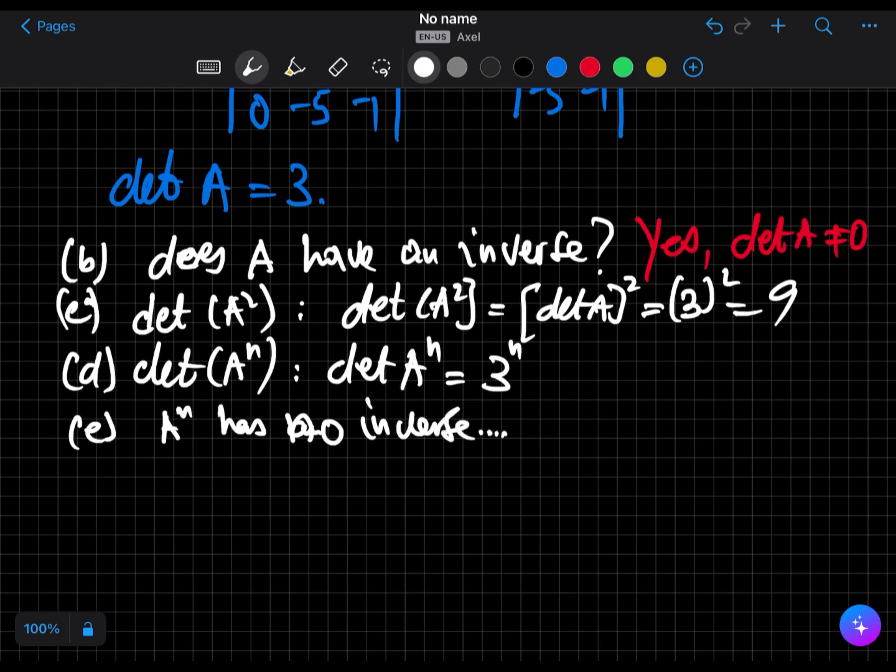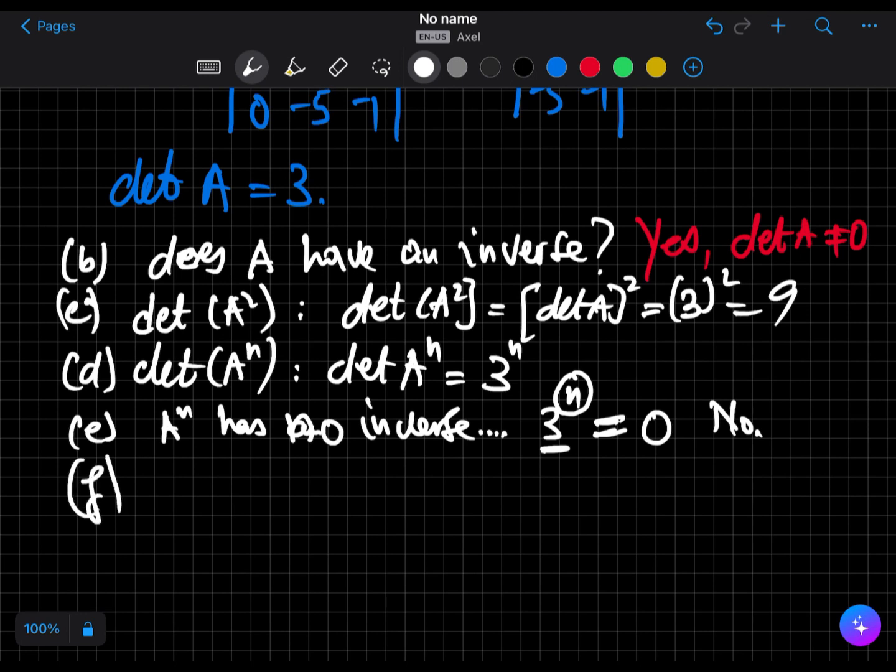So the answer is no, right? The answer is no, because the question is, does there exist a positive integer n for which A^n has no inverse? So the answer is no. A^n has no inverse if and only if the determinant of A^n is equal to 0. So the question is, can you find a value of n so that 3 power n is 0? No, it's not possible, right?